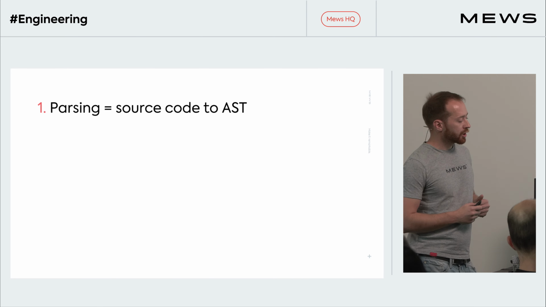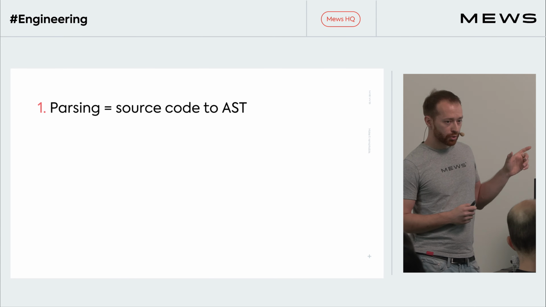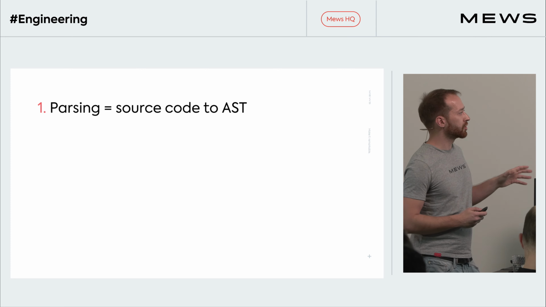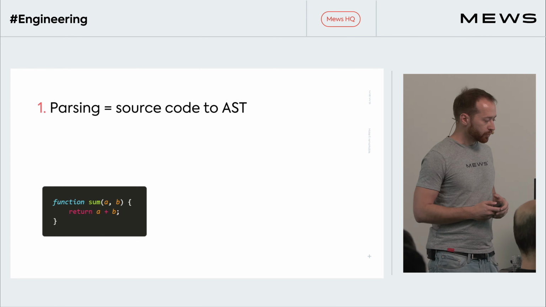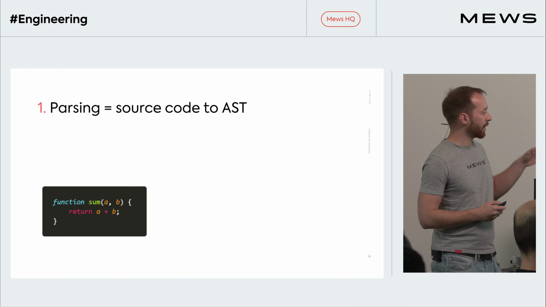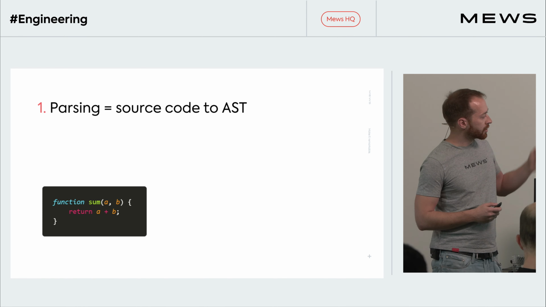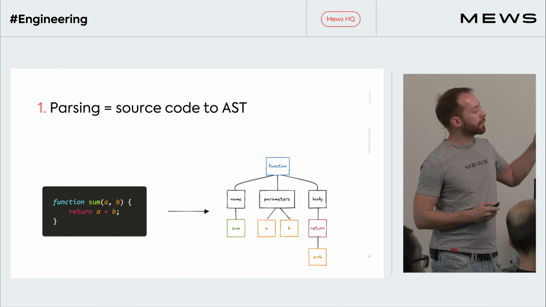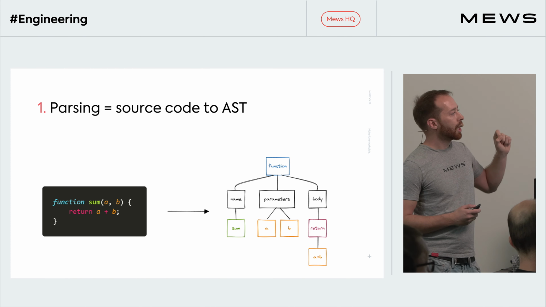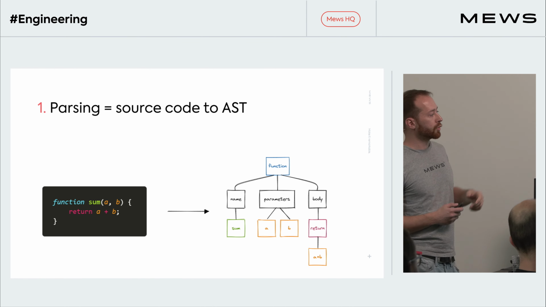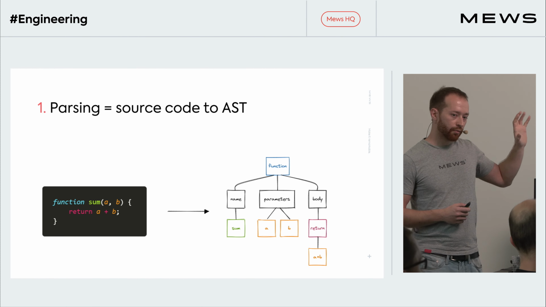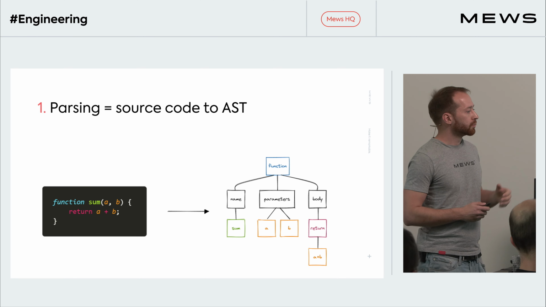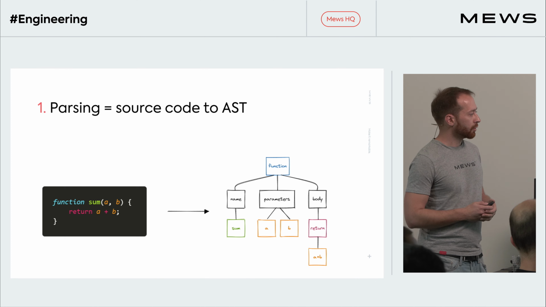First step is parsing, and that means that we take the source code that we want to change, and we transform it to an abstract syntax tree, or shortly AST. Let's imagine that we have a simple function called sum. It just sums 2 numbers, and we parse it into an abstract syntax tree, and we end up with something similar to what you see on the right side. That's just a kind of pseudo abstract syntax tree, but it can show what the abstract syntax tree can look like.